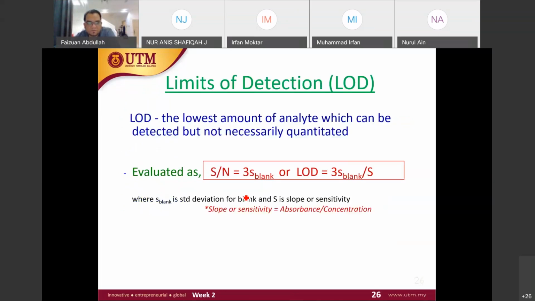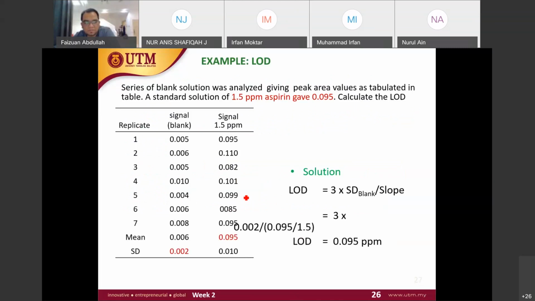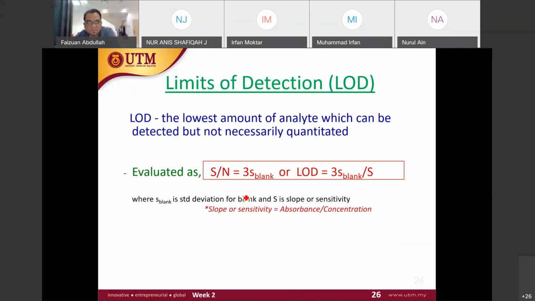Now we have the limits. LOD is the lowest amount of the analyte which can be detected but not necessarily quantitated. This is only detected by the instrument but not quantified, not calculated by the instrument.